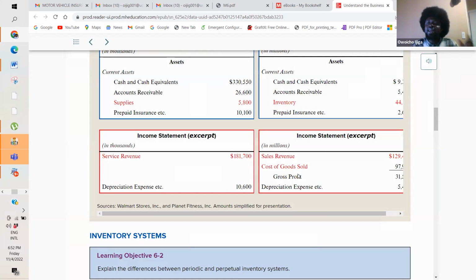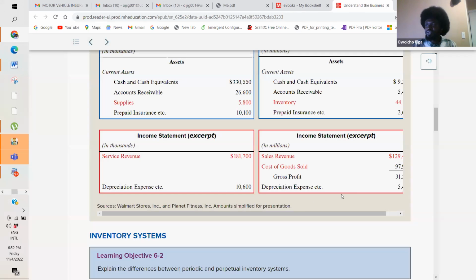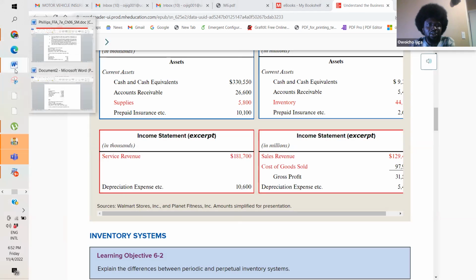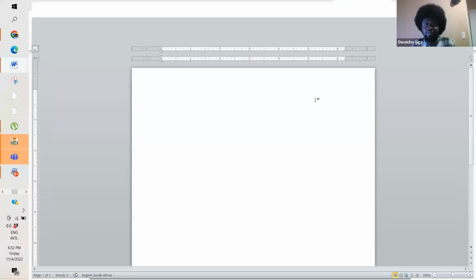Another unique difference is that the merchandising company records the cost of goods sold. Okay, the cost of goods sold. Let me see if I can create a blank document that I can use to explain. Okay, so let me bring this here.